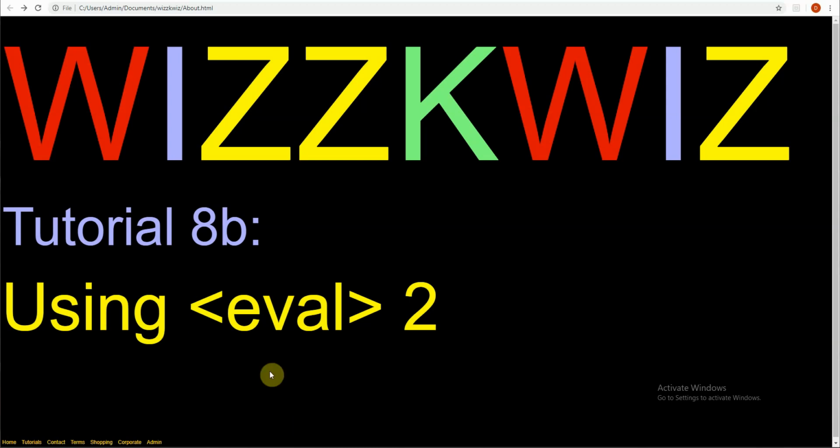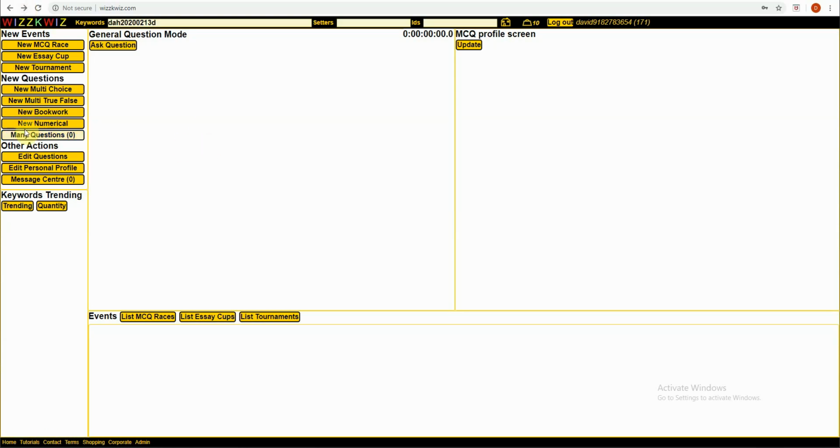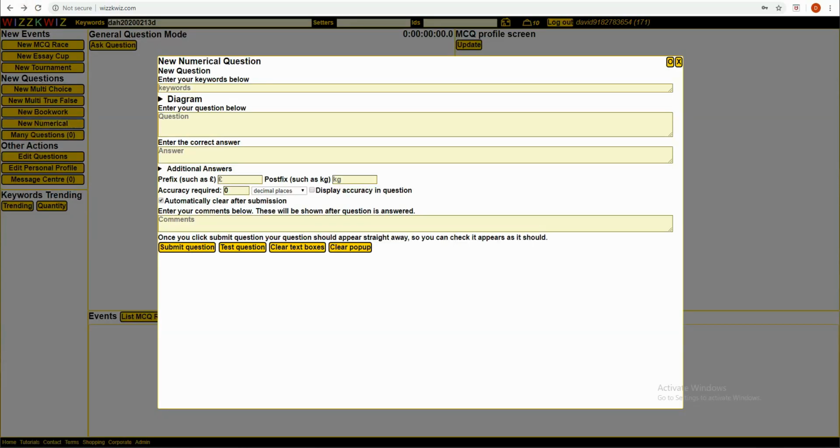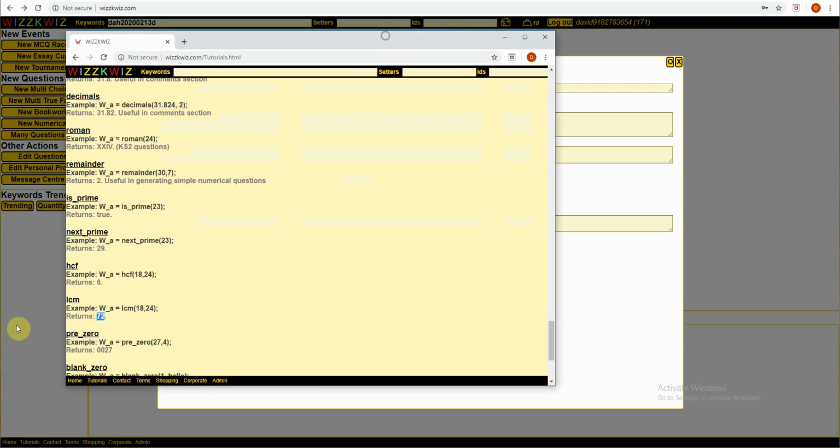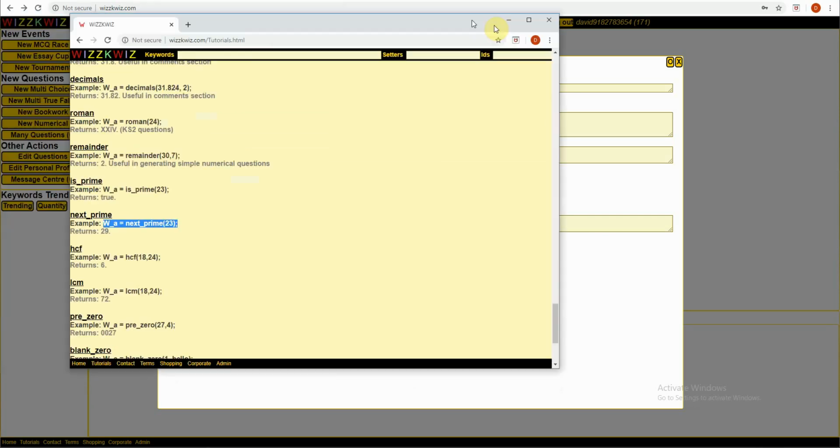So we're going to look at a second example of using eval, and this time we're going to use the function next prime. Again, this is a function specifically designed for WIZZKWIZ, which will help us write nice questions which are easy to write and lend themselves to nice, easy, sensible questions.